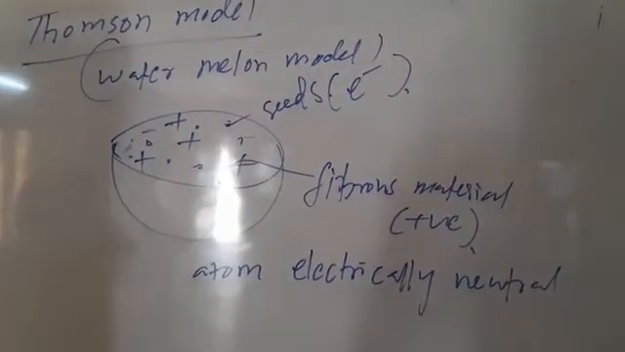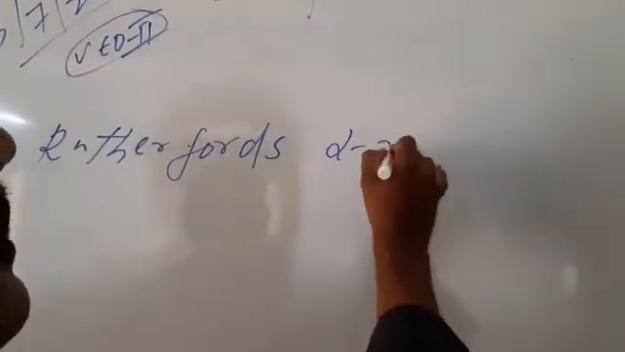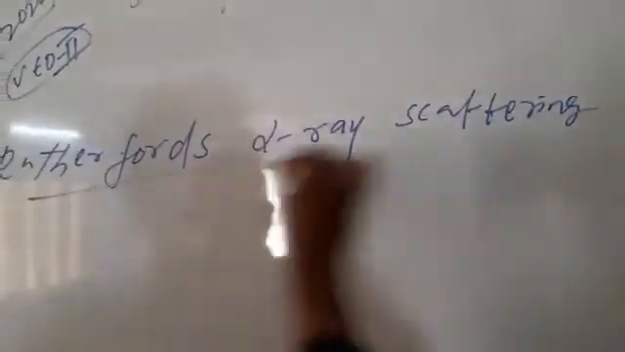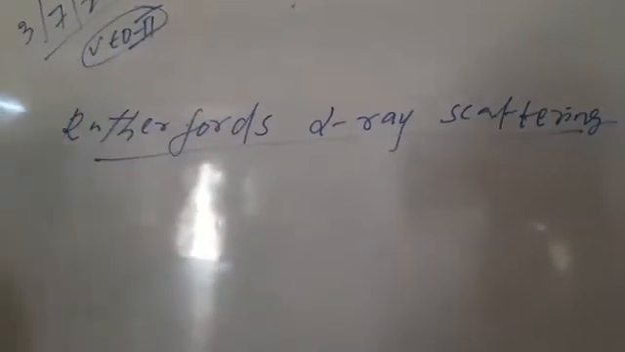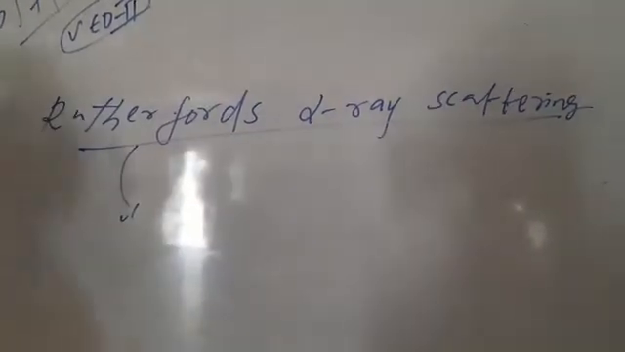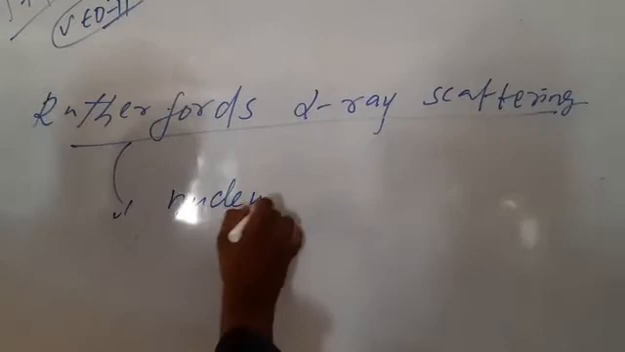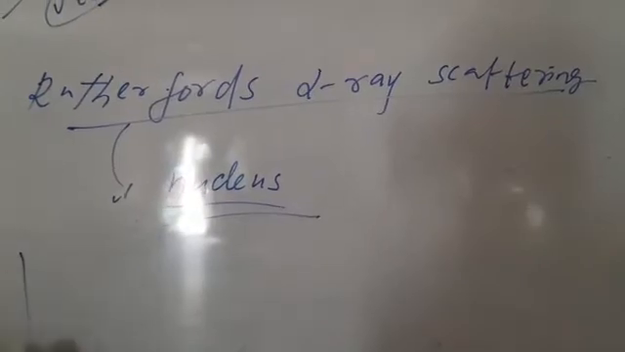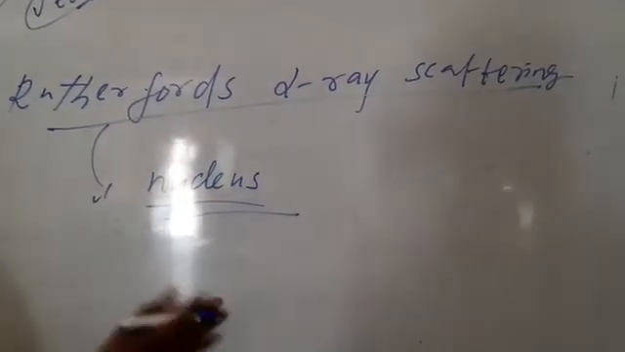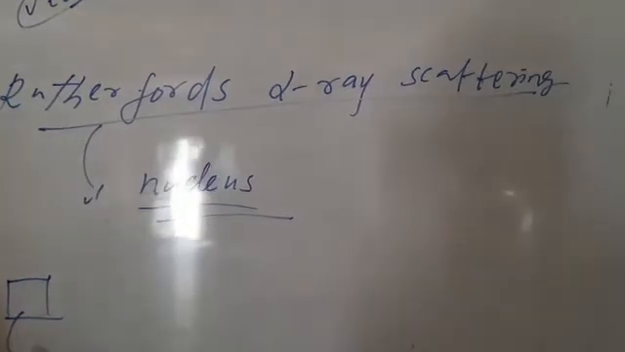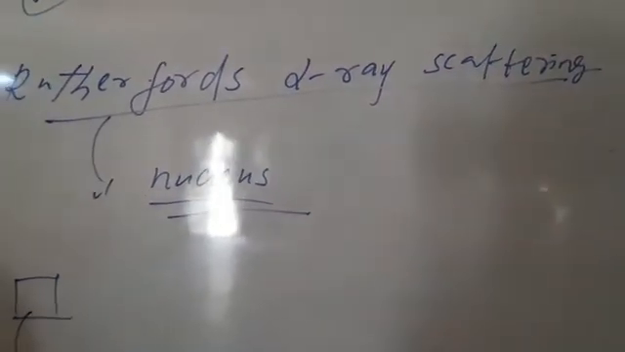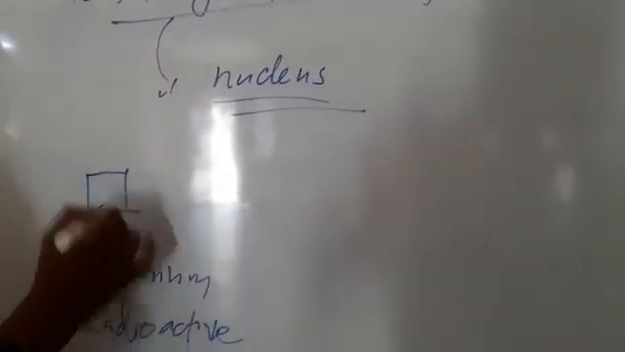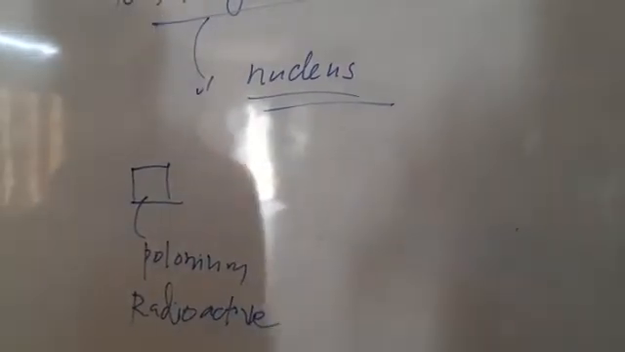Next, the Rutherford model, alpha ray scattering. Rutherford discovered the nucleus in the atom. He took polonium metal, a radioactive element, and from polonium, alpha rays are produced.